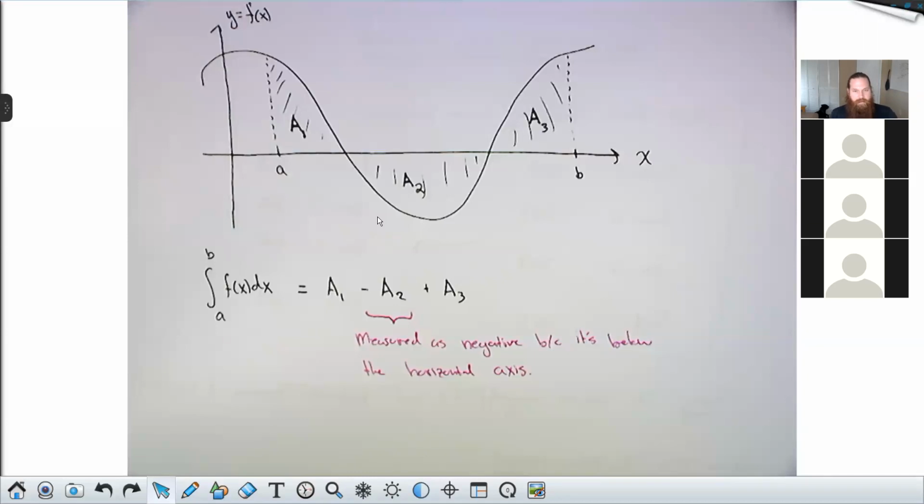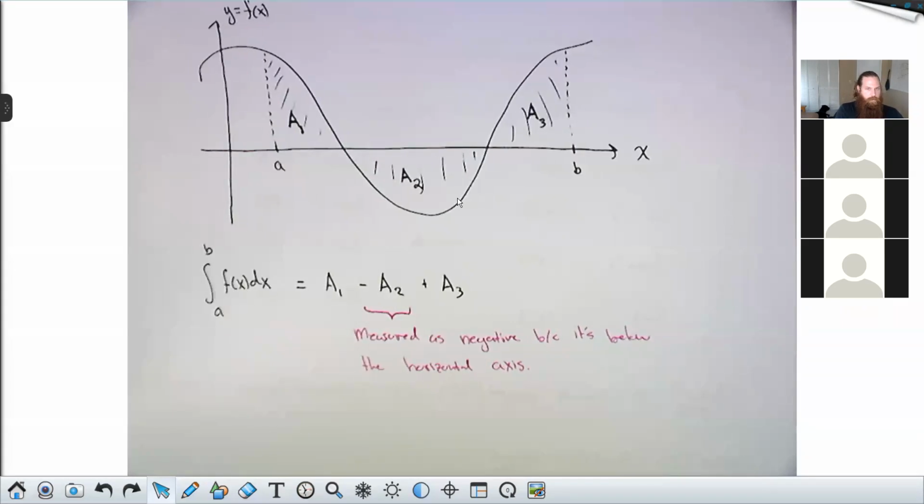So this is what we mean by signed area. Are there any questions about that concept? So if I told you that A1, this area here was 5, this area here is 8, and this area here is 7, then the integral would be 5 minus 8 plus 7, right? There are problems like that in your homework, so it's an important concept to digest.